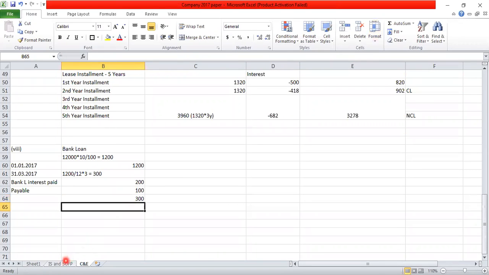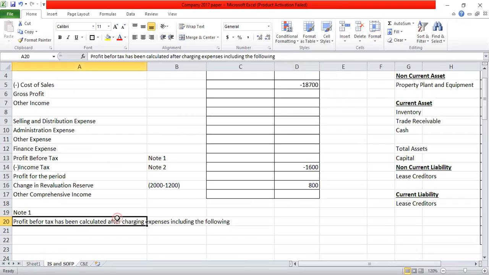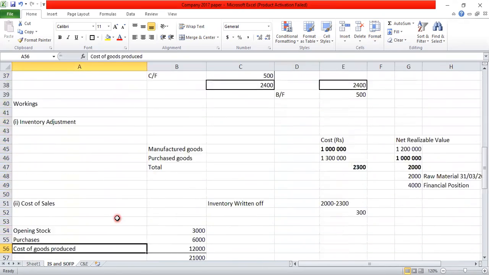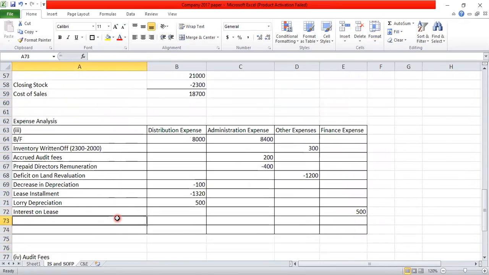So I will take it as a finance expense. I will write it in the expense analysis column, finance, as interest on bank loan, as 300. So I hope you understood this.